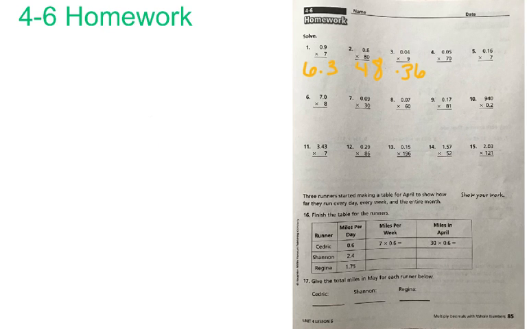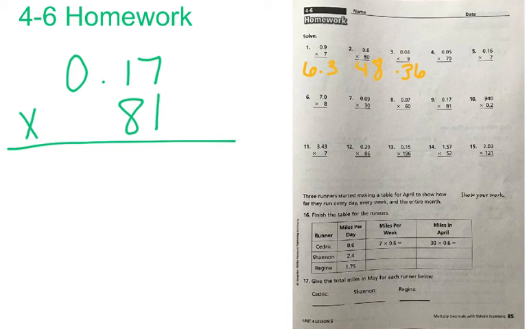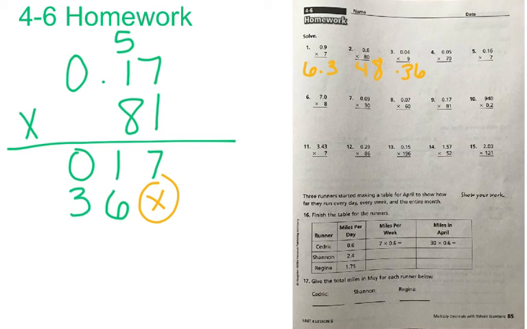Let's go ahead now and look at number 9. We have 0.17 or 17/100, and I'm multiplying that by 81. Okay, we're going to ignore the decimal at first. 1 times 7 is equal to 7. 1 times 1 is equal to 1. 1 times 0 is equal to 0. Now I need to put down my placeholder. 8 times 7 is equal to 56. Put down your 6. Carry your 5. 8 times 1 is equal to 8, plus 5 is equal to 13. Put down your 3, carry your 1. 8 times 0 is 0, plus 1 is 1.